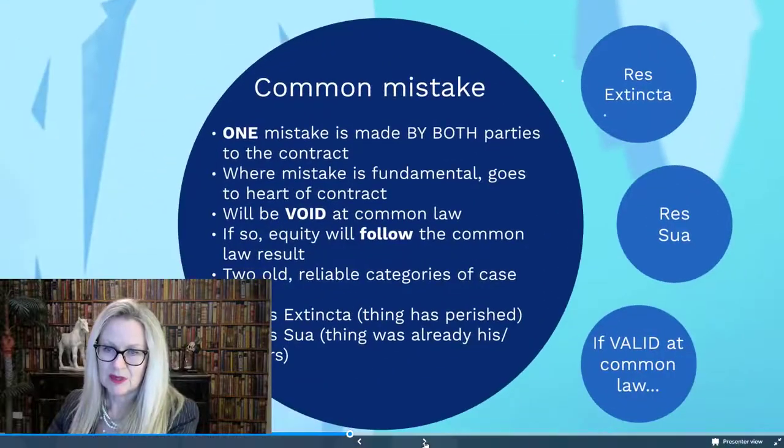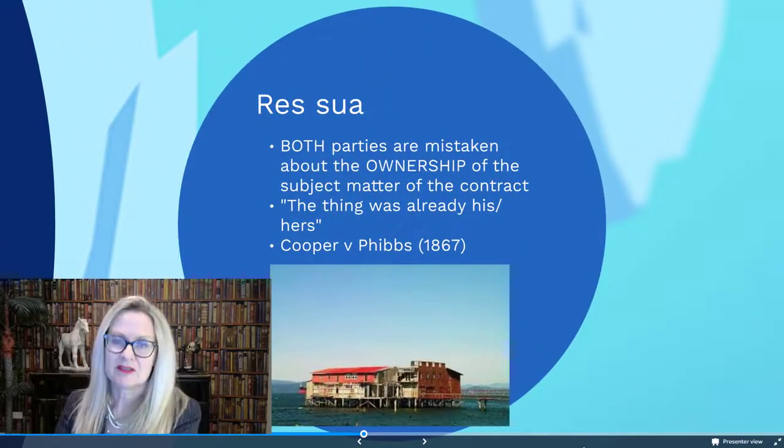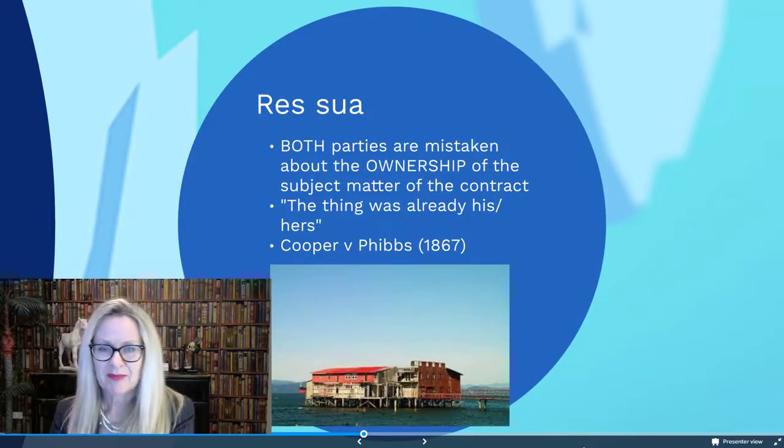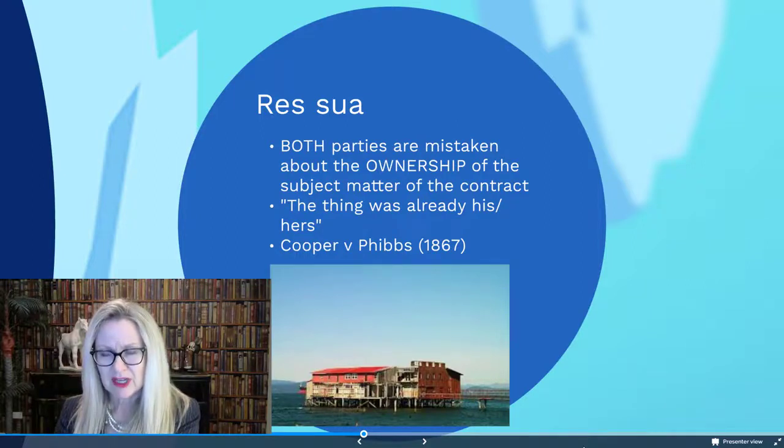The next one is res sua, and this one means, as I said, the thing was already his or hers. And the case here is Cooper and Phibbs. And I guess you're wondering, well, how on earth could you contract and purchase or obtain something that was already yours? Well, in this case, we had a fishery. It's meant to be a photo of an old-time fishery.